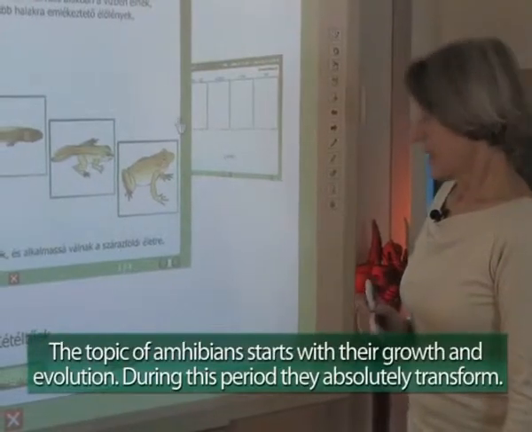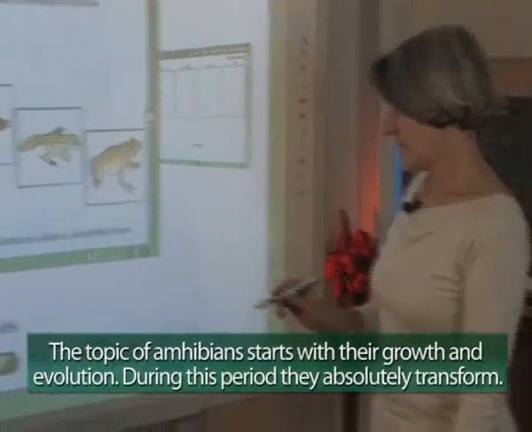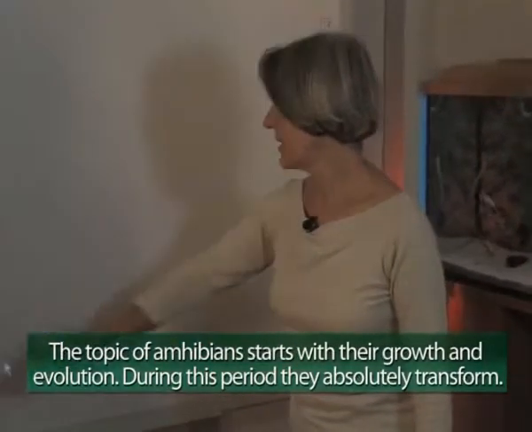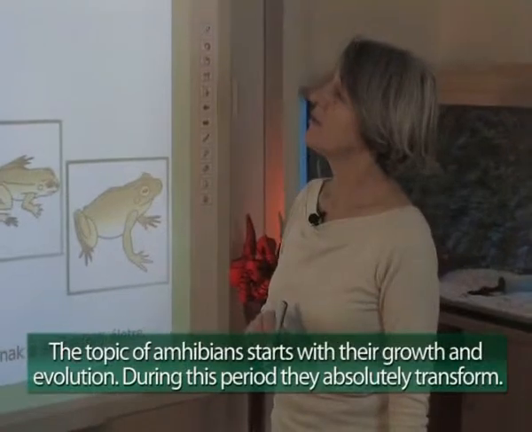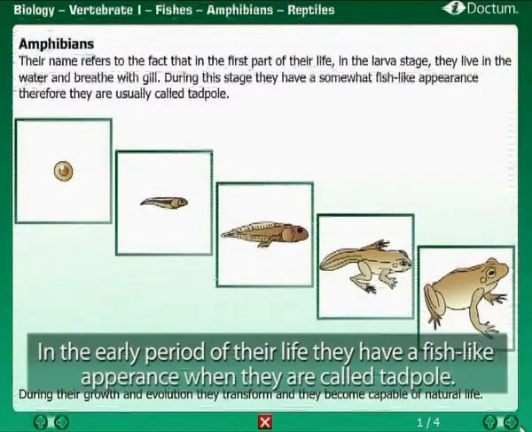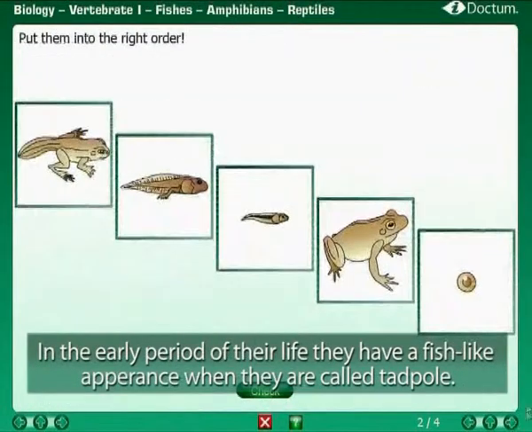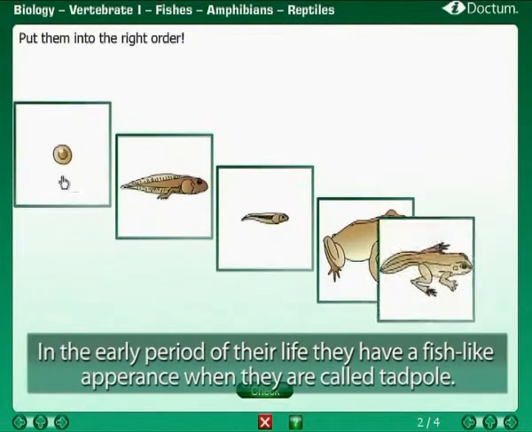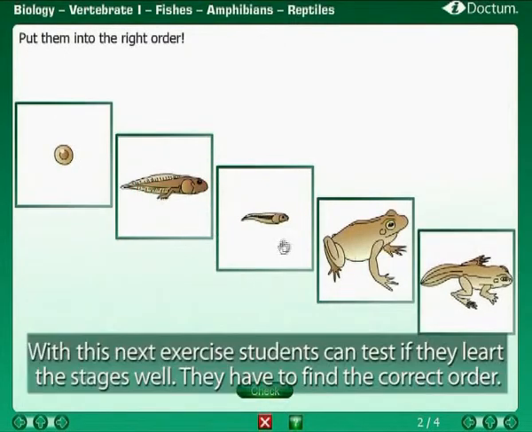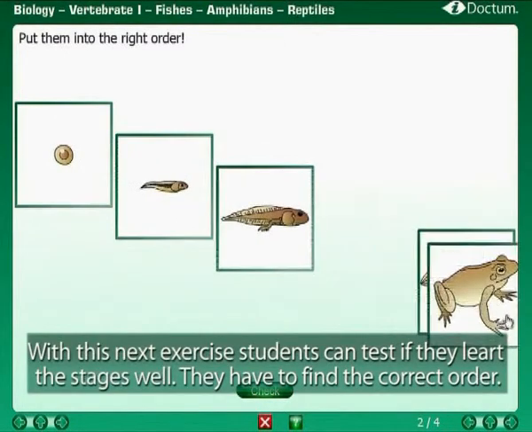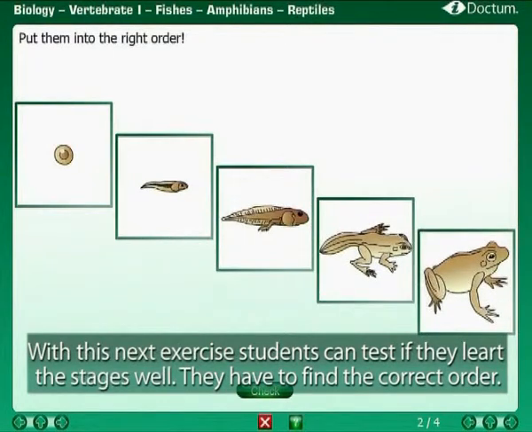The topic of amphibians starts with their growth and evolution. During this period, they absolutely transform. In the early period of their life, they have a fish-like appearance when they are called tadpoles. With this next exercise, students can test if they learned the stages well. They have to find the correct order.